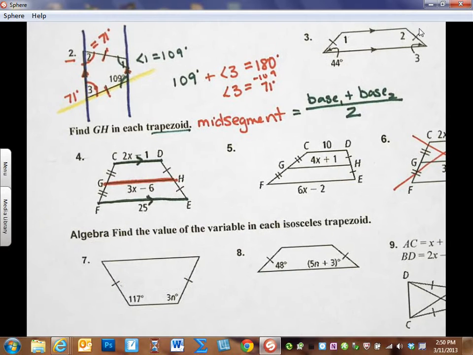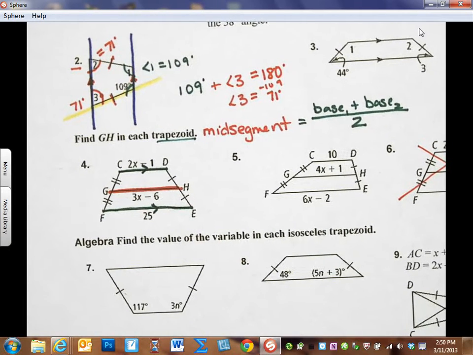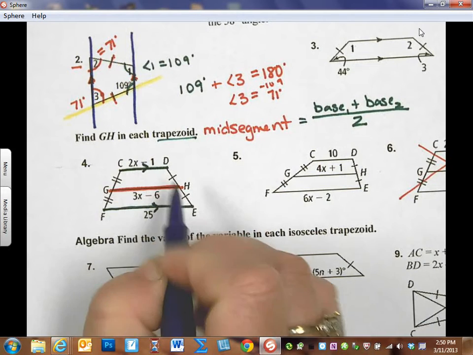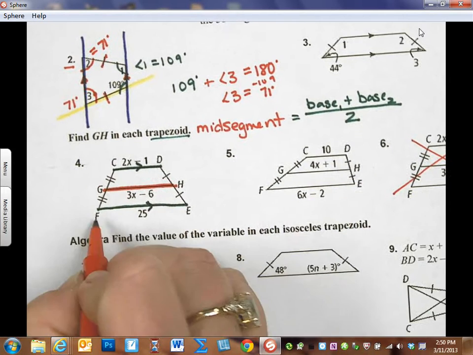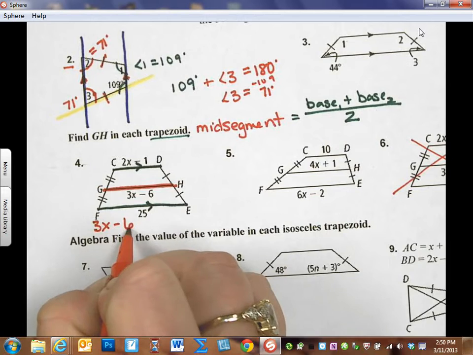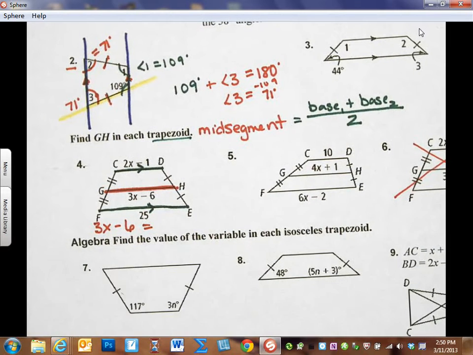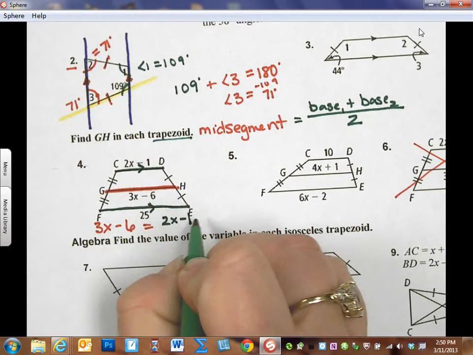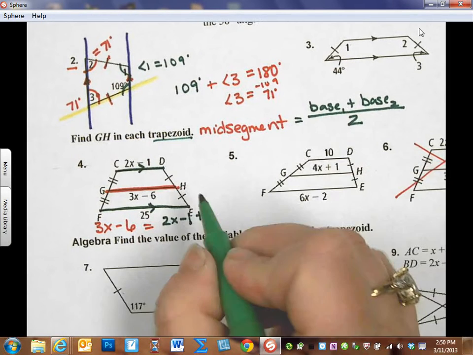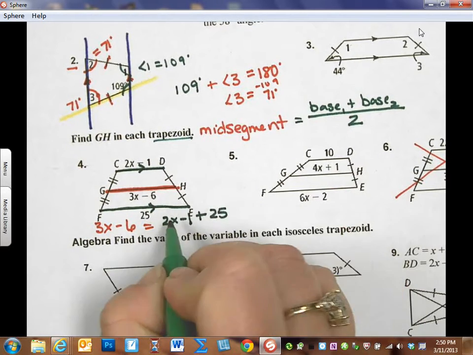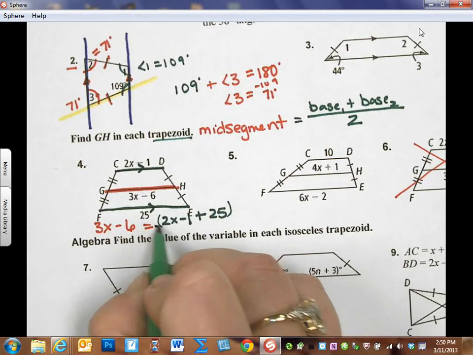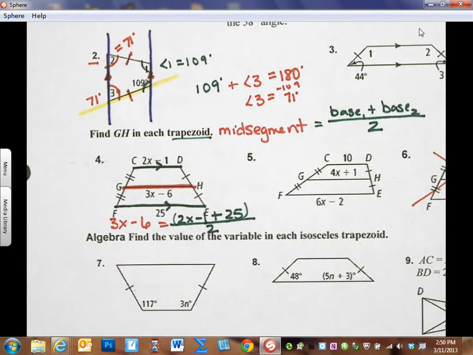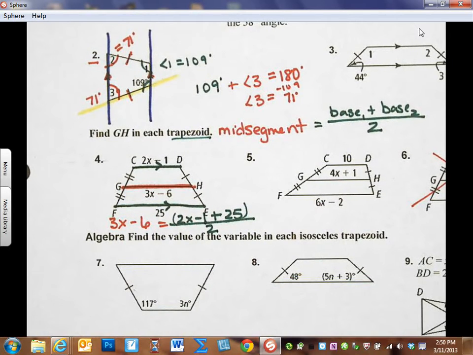So what would my equation look like here? Well, it would look like my mid-segment, which is 3x minus 6, is going to equal my two bases, 2x minus 1, plus, because remember we add them together, 25, and that amount is divided by, how many bases do I have? 1, 2. So we find the average. And then you would solve that problem.